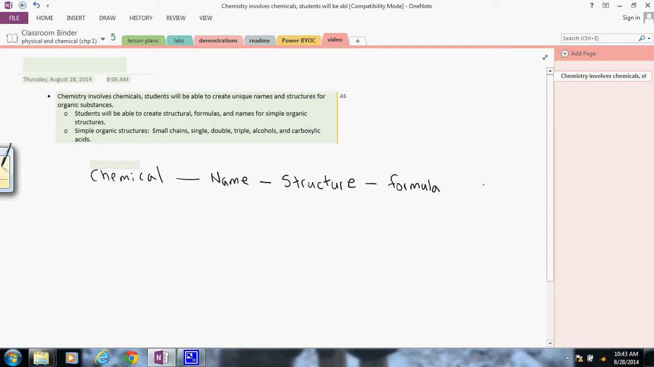We could have different chemicals with the same individual atoms but connected in a different way. So for example, glucose and fructose both have the same formula, but since they are different substances, they have a different structure and a different name, and therefore they have different chemical properties.